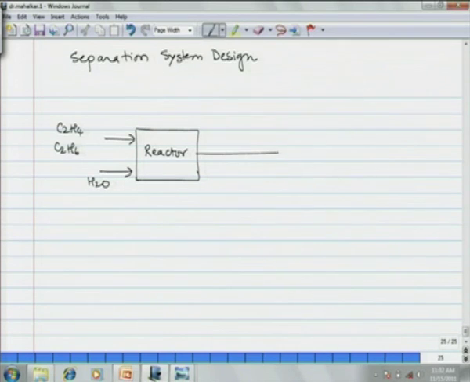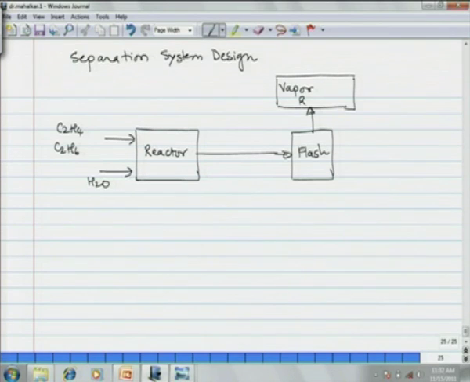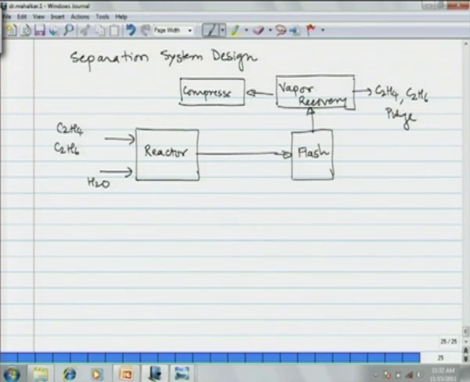Now, the reactor effluent is first flashed. The flash drum gives rise to two streams. First is the vapor recovery system, from which two streams emerge, the purge stream and the recycle stream. However, before we recycle the stream, we have to put a compressor that will restore the pressure of the stream to 69 bar. So, this is a general structure of the vapor recovery system.